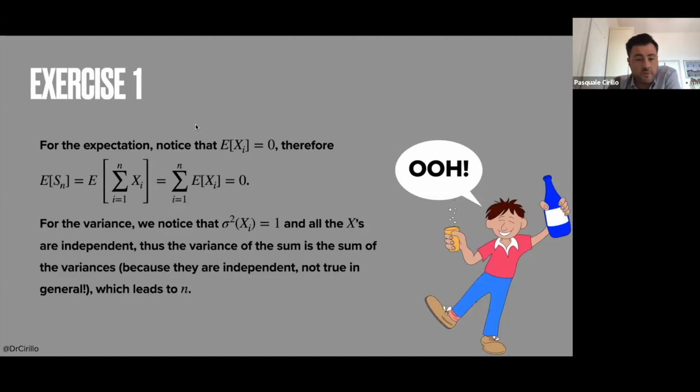Trivially, if the variance of xi is equal to 1 and I sum that quantity n times, it would be no surprise that the result is n. So the variance of my symmetric random walk Sn is equal to the sum of the variances of the x's. And if I consider n different random variables, it's just n. So the variance is equal to n. So for a symmetric random walk, we know that the expectation is equal to 0 and the variance is equal to n.